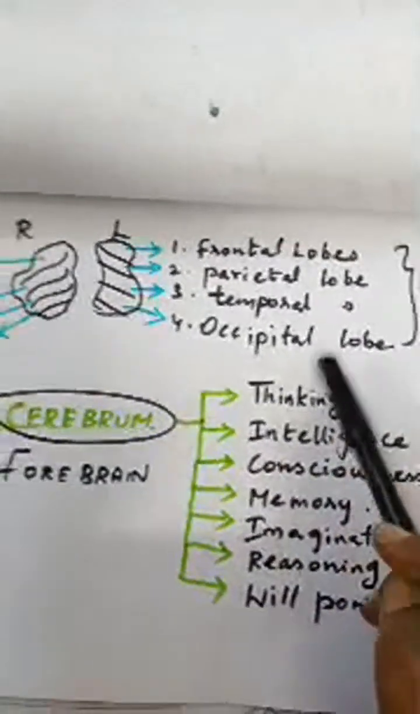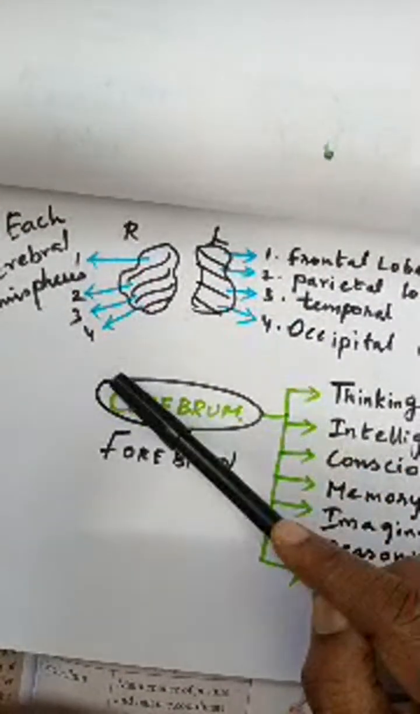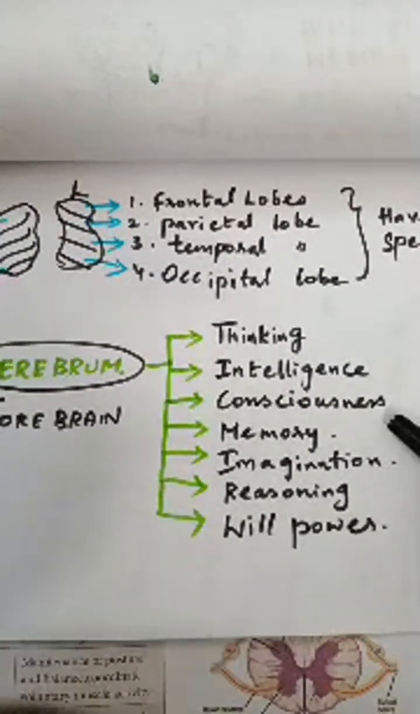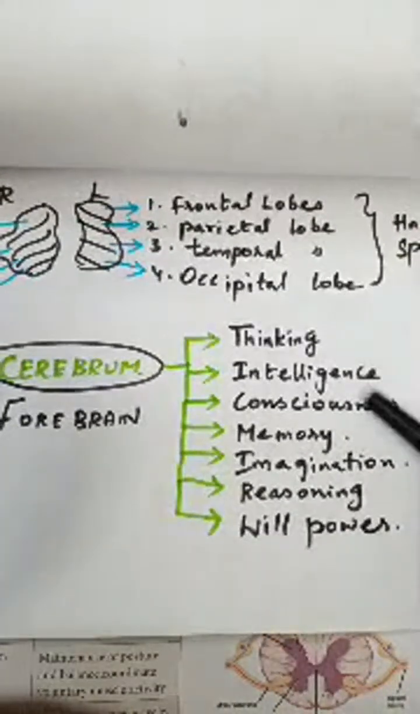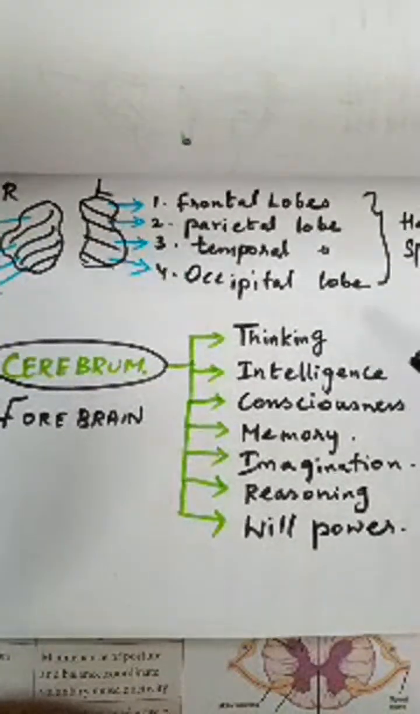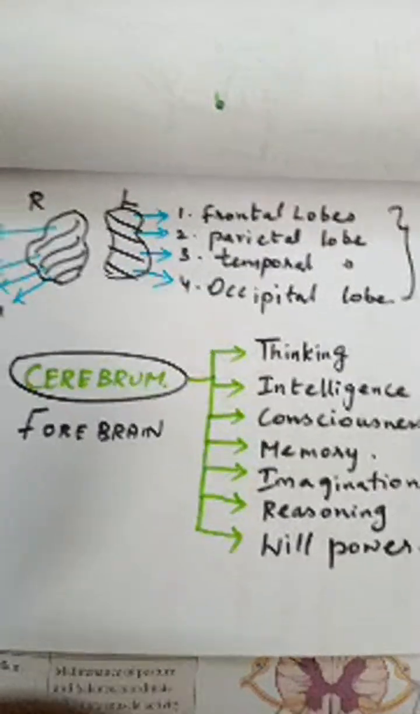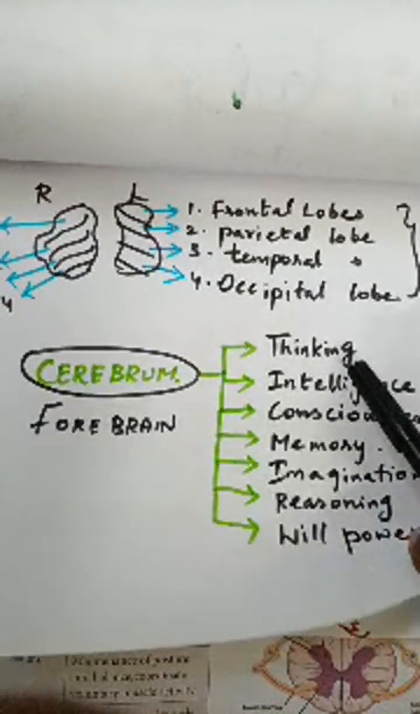All these will have specific functions. Each cerebral hemisphere, all these lobes, they have specific functions. And then what are the functions of the cerebrum? Your forebrain is very essential for all these activities. Your thinking, intelligence, memory, imagination, consciousness, reasoning, willpower, everything is controlled by your cerebrum, the forebrain.